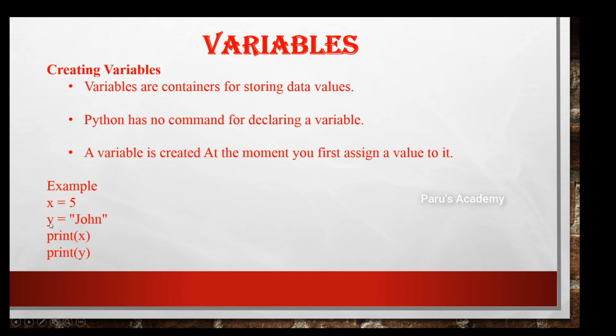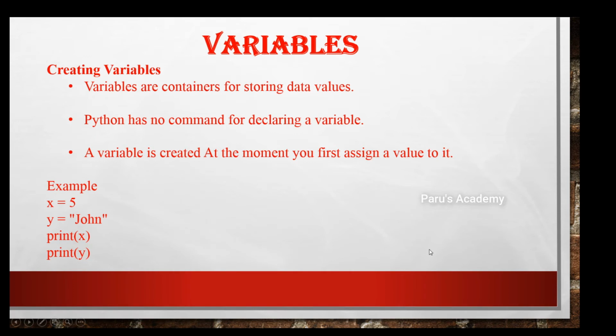Next, y is equal to "John" within double quotes. It means y is a string variable. Automatically Python will take y as a string variable. Then we are going to print x and print y. Print x means it will print 5. Print y means it will print John. Okay, this is about variables.